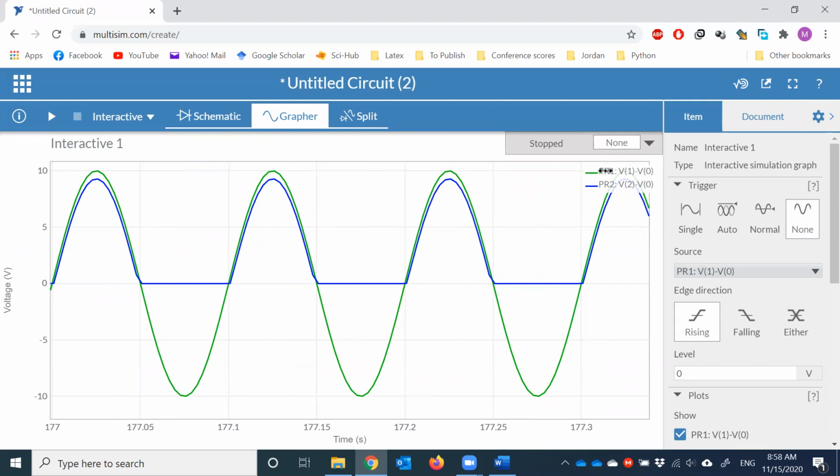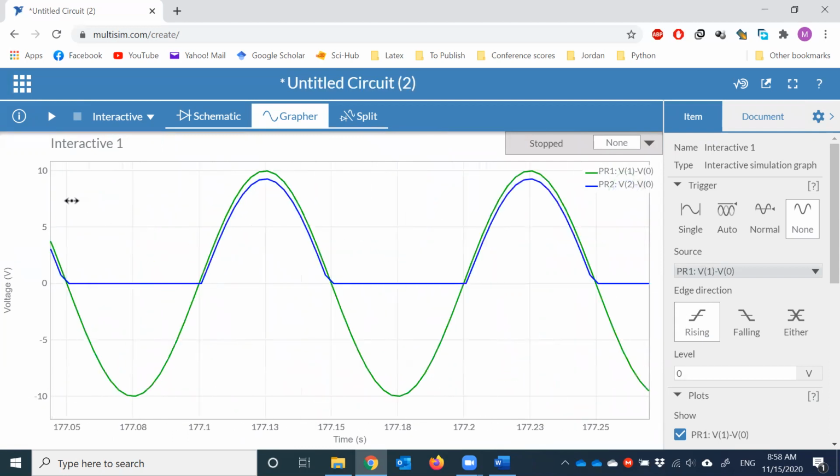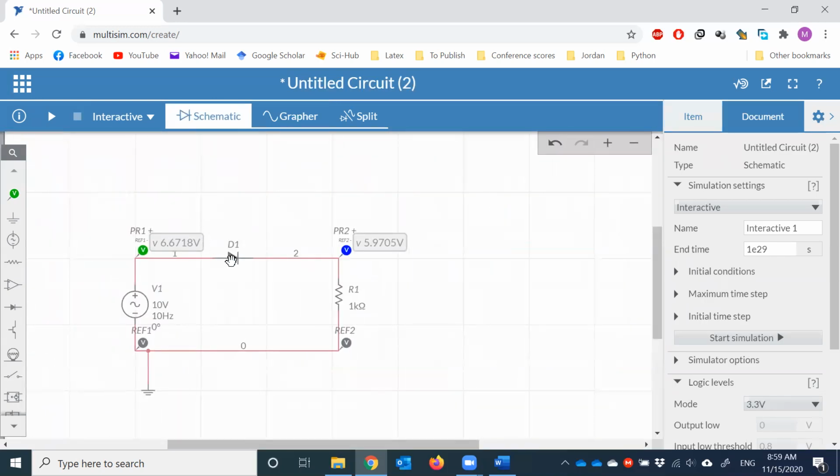So the first one is my input, the green one, and the output is the blue one. Now let's notice one thing actually. There is a difference between the peak values of the input and the output. So let's say in this one here, the output, we are looking at the y-axis at the volts. It's almost 9.98. Now, right below it, the blue one is 9.2. If you notice, the difference is 0.7, which is the barrier potential of a diode.